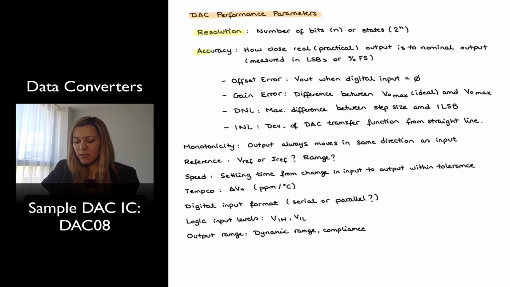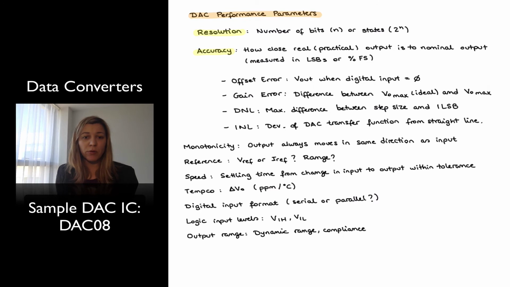The accuracy is different from the resolution. The accuracy basically indicates how close the real or practical output of the DAC is to the nominal output. And so the accuracy specification will typically be given as the maximum deviation between the nominal output and the real output out of the DAC. And it's typically going to be measured in LSB, so you will see an accuracy specification of 1 LSB or half an LSB, or sometimes specified as a percentage of the full-scale range.